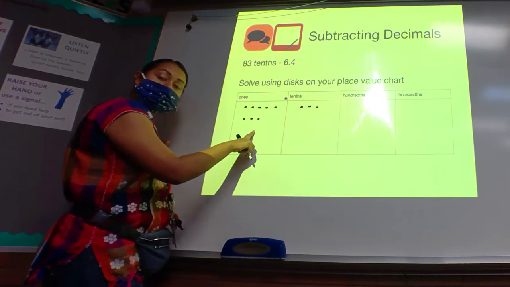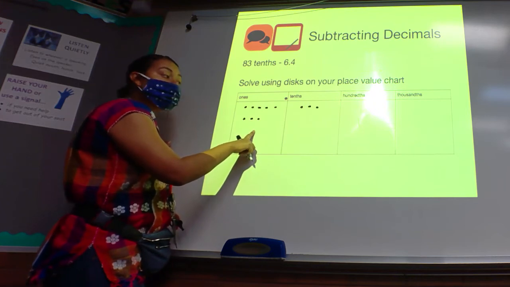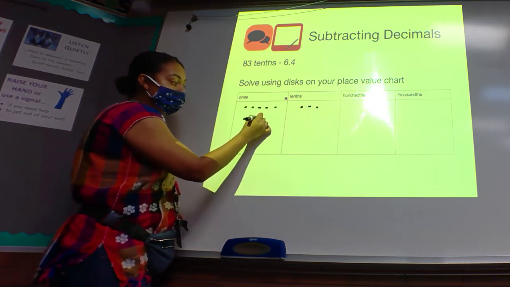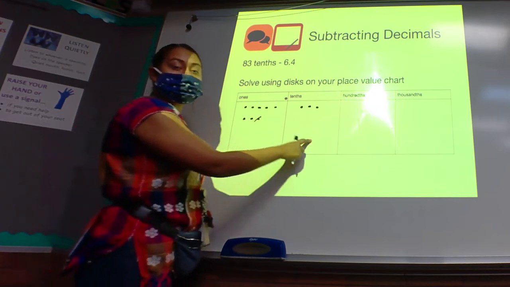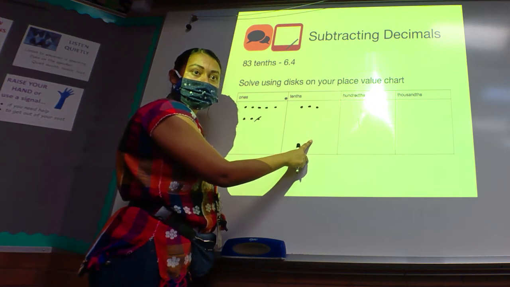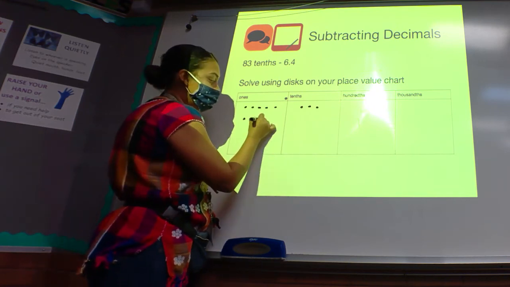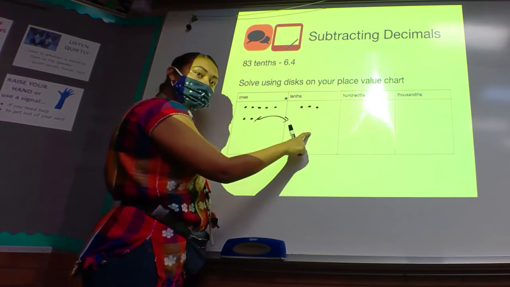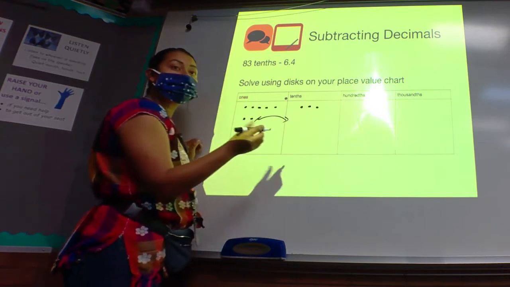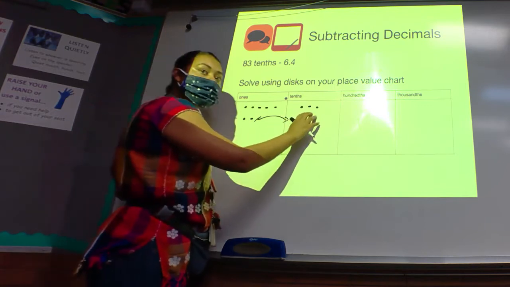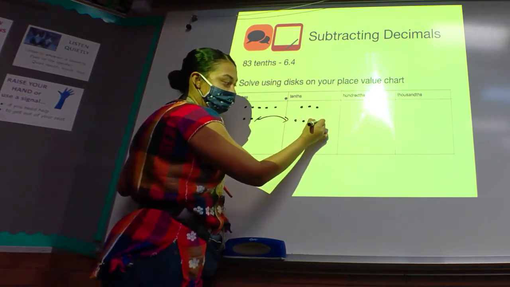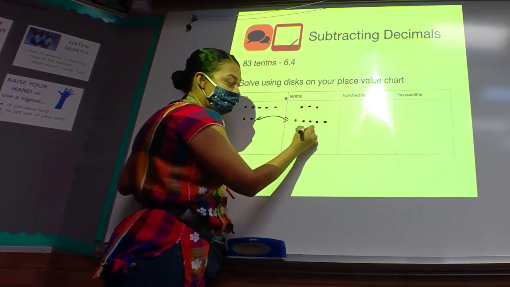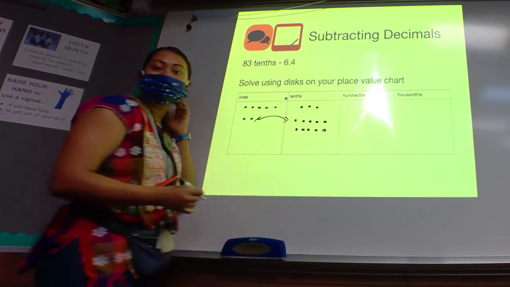What can we do over here? We can regroup. We can borrow 1 from here, so cross it out. And 1 one is equal to how many tenths? Not 1 tenth. 10 tenths. So we're going to add 10 more here. Not 10 total, you add 10 more. So we already have 3, we're going to add 10 more. 1, 2, 3, 4, 5, 6, 7, 8, 9, 10.